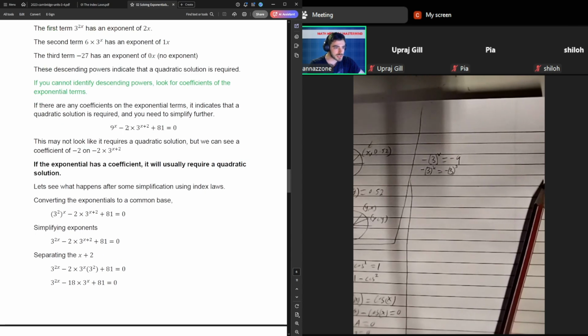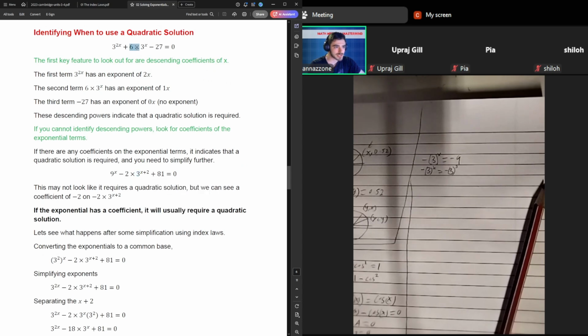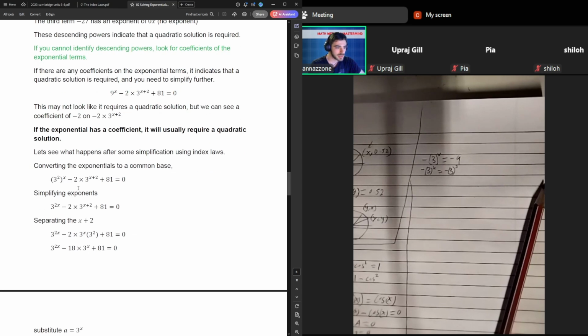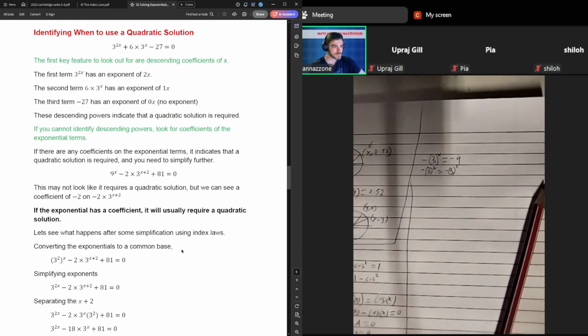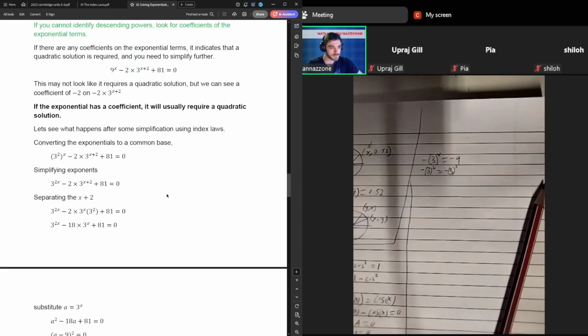And the other thing would be if you have coefficients on your exponentials. So if you have like a 6 times or a 2 times. And the reason is that when you have coefficients, equating exponents doesn't quite work out as well as it normally should. But really the main thing is just, do I have multiple exponentials? If so, try and make a quadratic out of it.